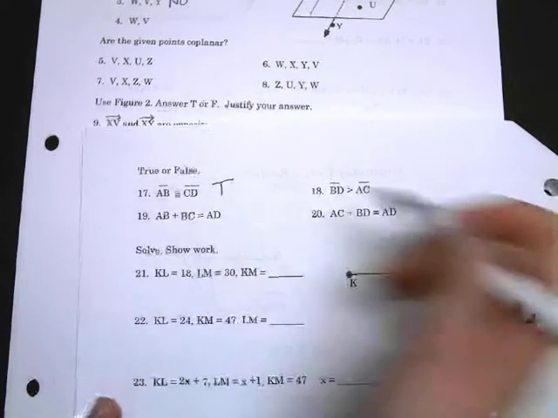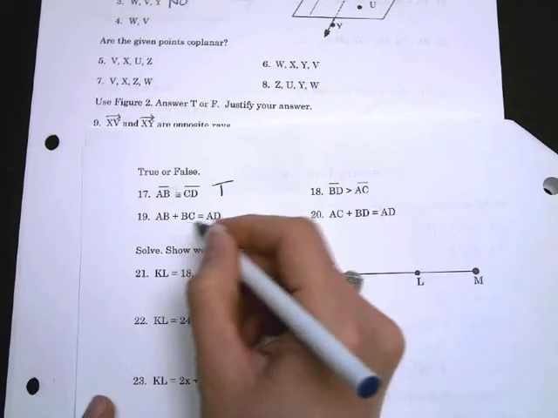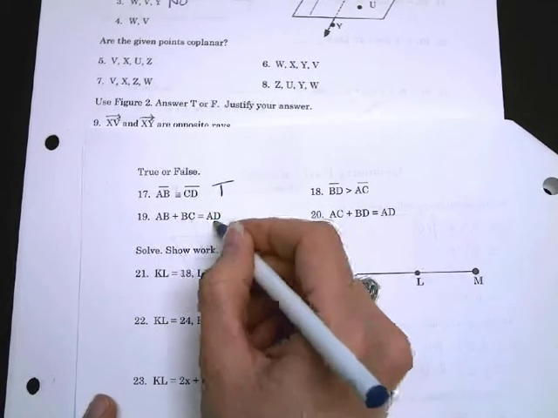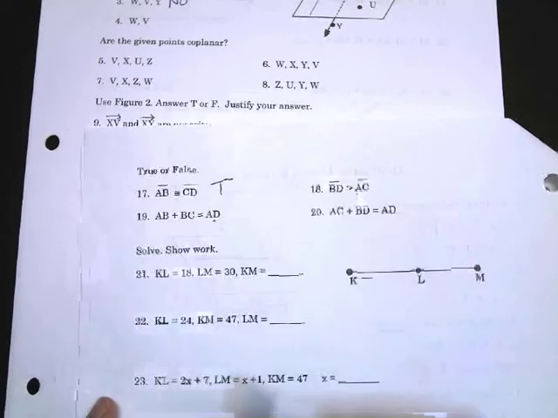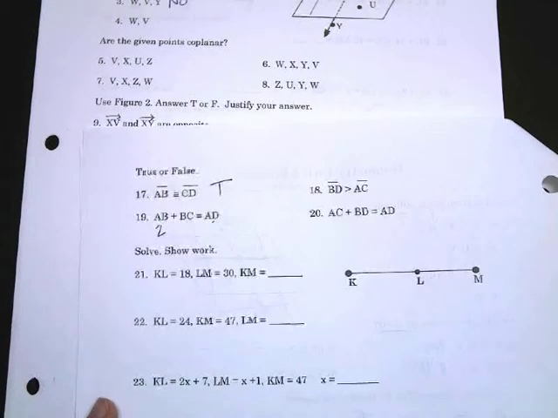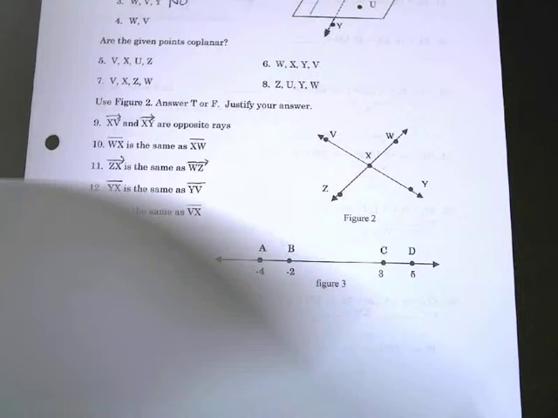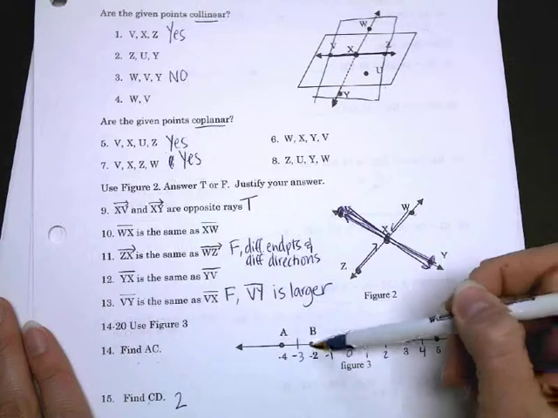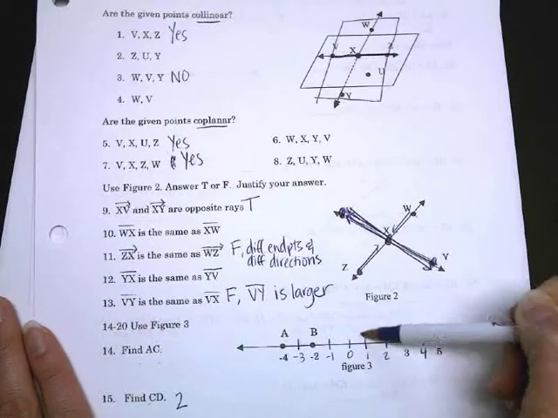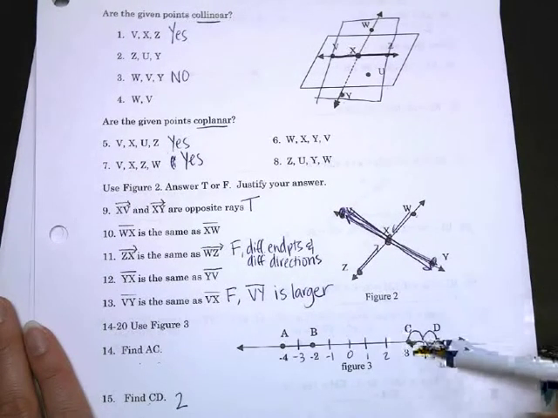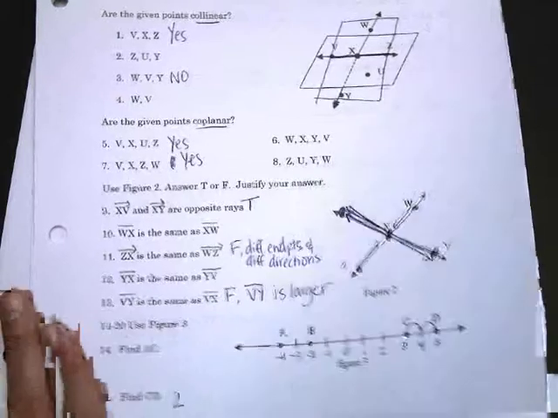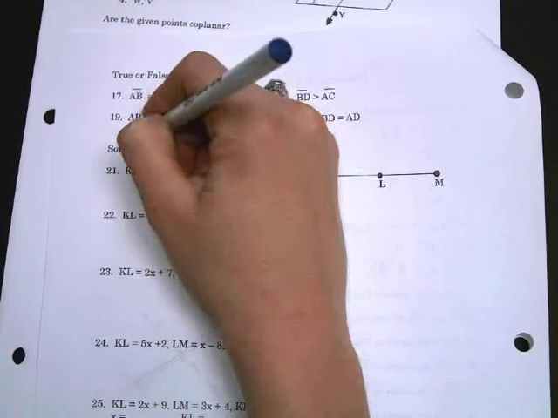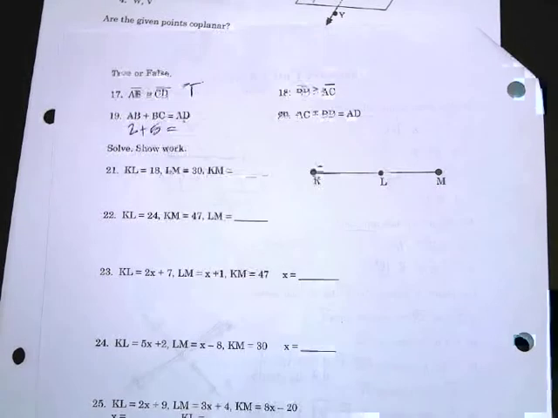Number 19 says, if I add AB plus BC, do I get the same length as AD? Well, I know AB is 2. Let's find out what BC is. From B to C, you go 1, 2, 3, 4, 5 hops. So that would be a 5. So 2 plus 5. Let's see if that equals AD.